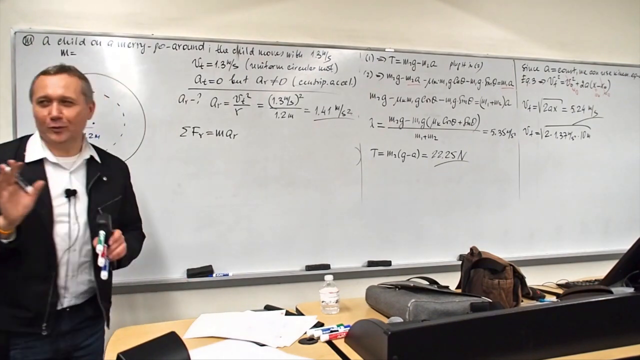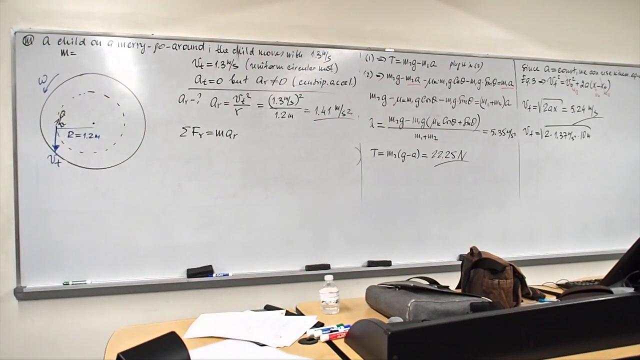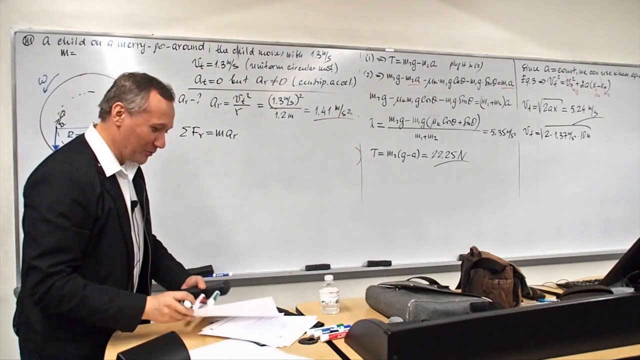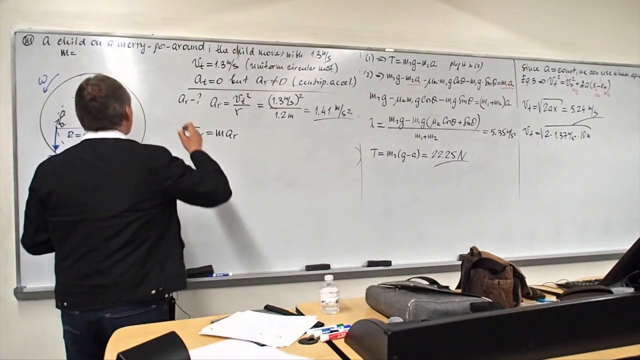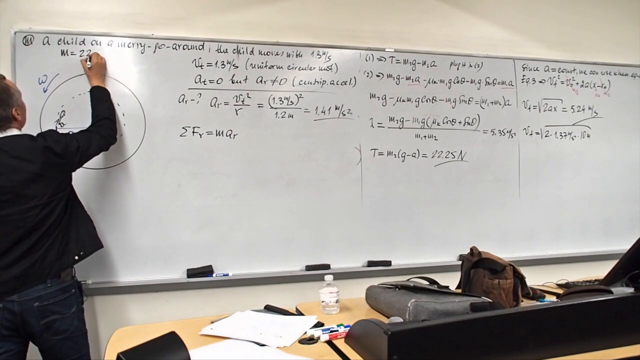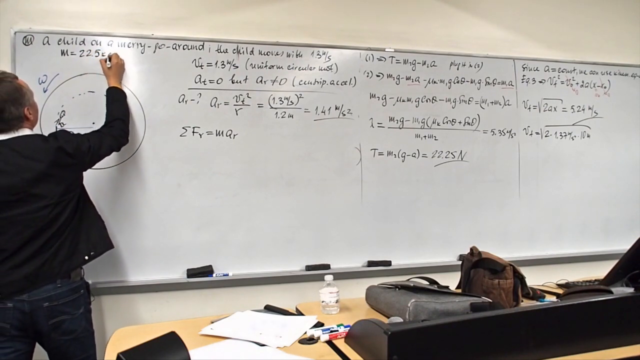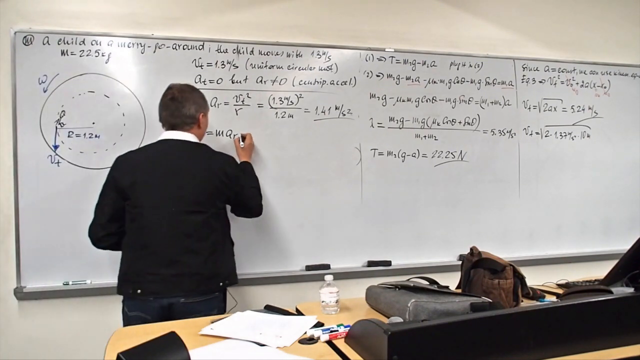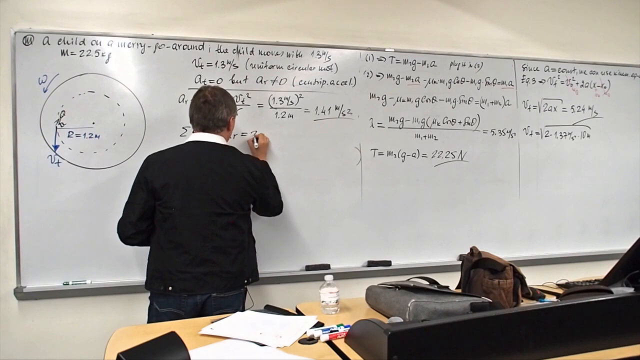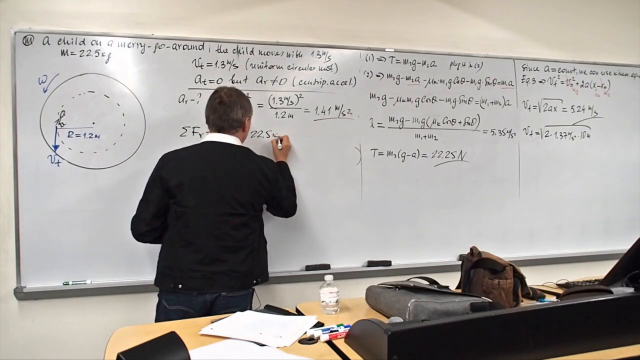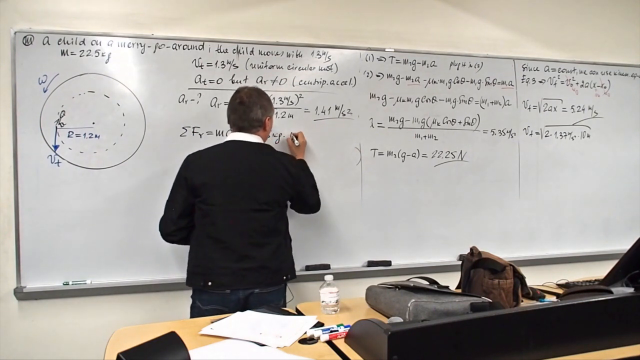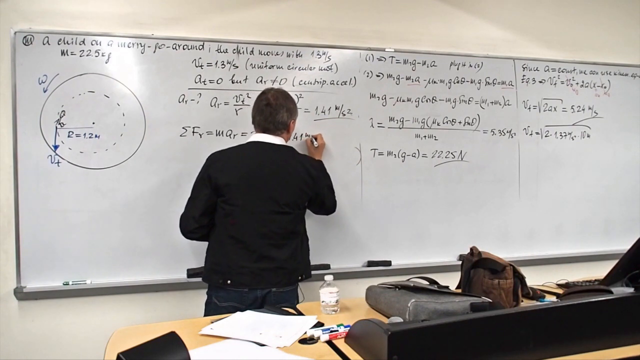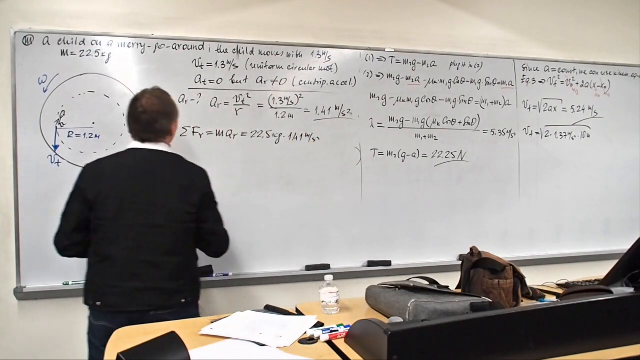M is 22.5 kilograms, because first I thought it was 2.25 kilograms. We're not dealing with toddlers. 22.5 kilograms sounds like a child. So it will be 22.5 kilograms times 1.41 meters per second squared. Okay, maybe I should write.